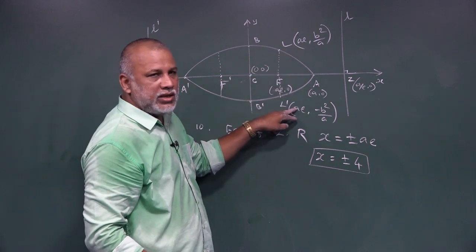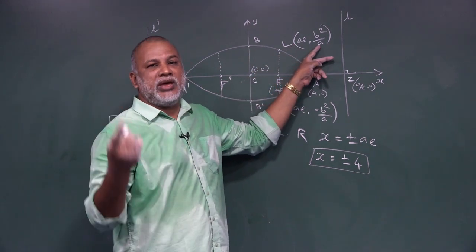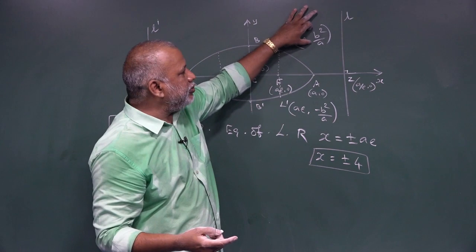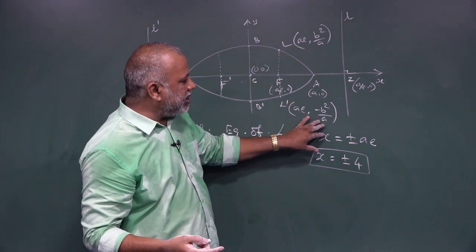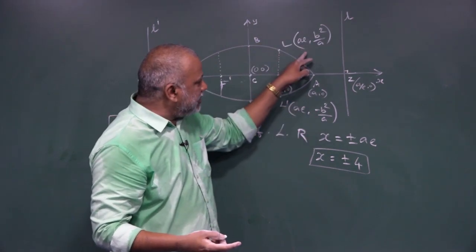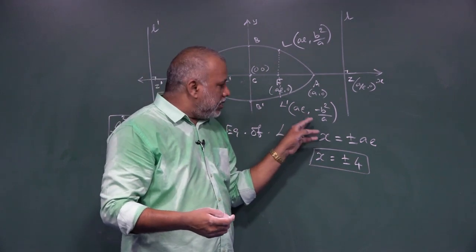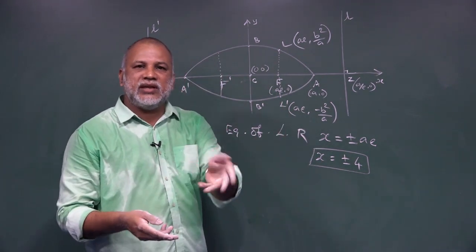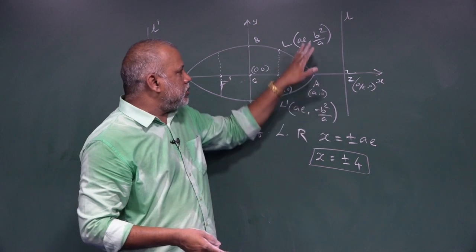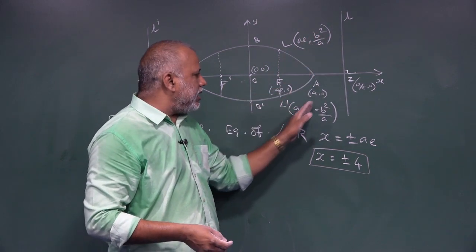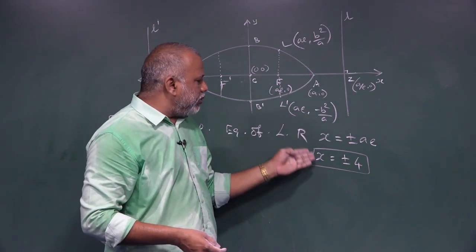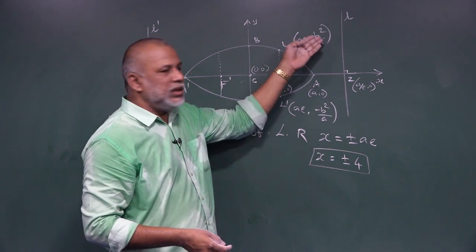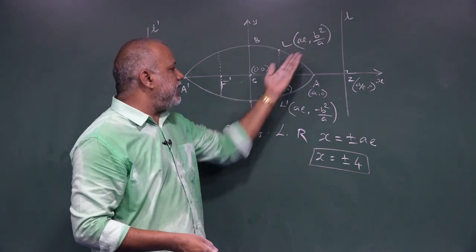Here must be AE. See, 2B squared by A is the length. Then half value B squared by A here, half value minus B squared by A here. Because one lies in the first quadrant, the other belongs to the fourth quadrant. So because of the quadrant, we can use the negative sign. So AE comma B squared by A, AE comma minus B squared by A. We already worked out AE. See 4. Then substitute B squared by A. We can get the endpoints.